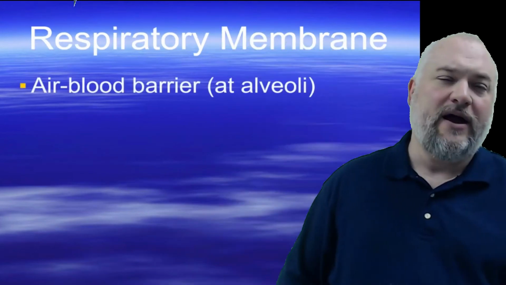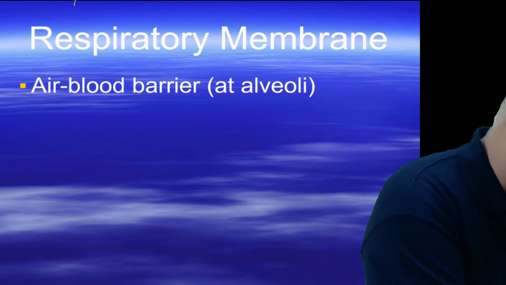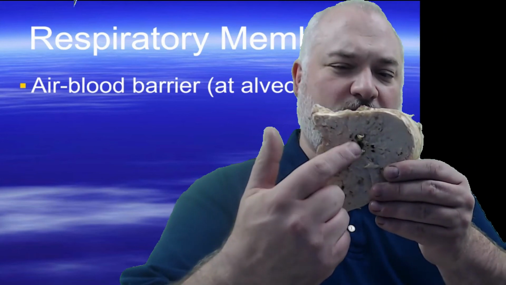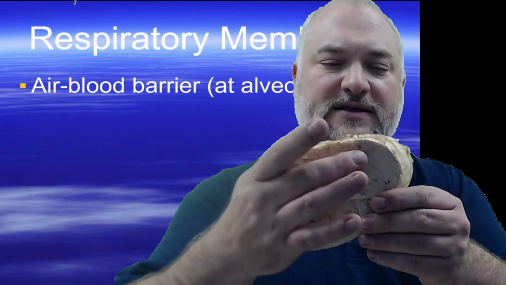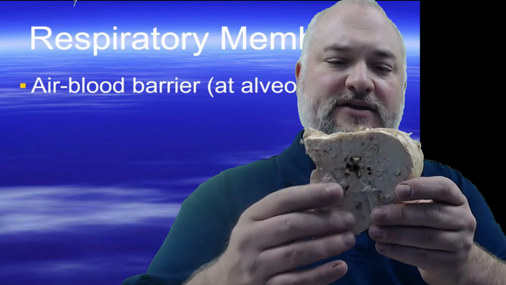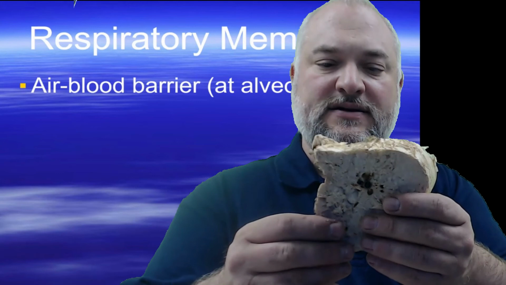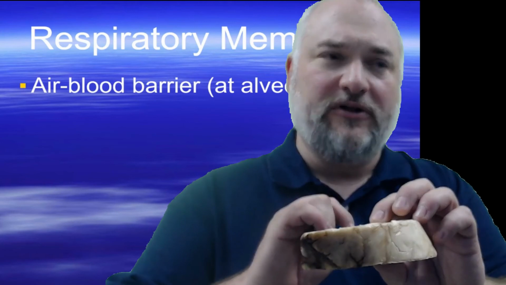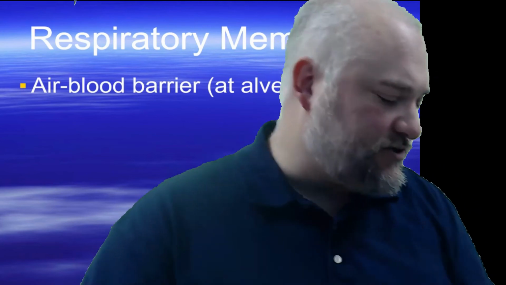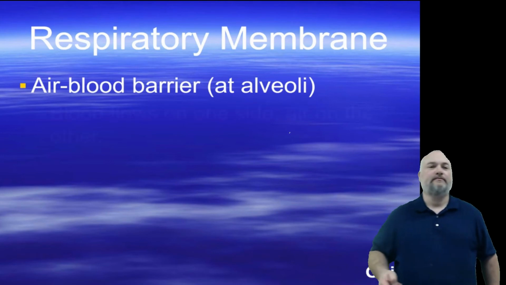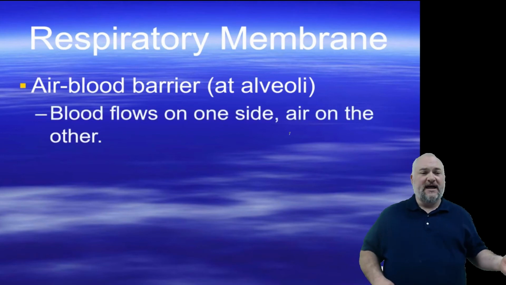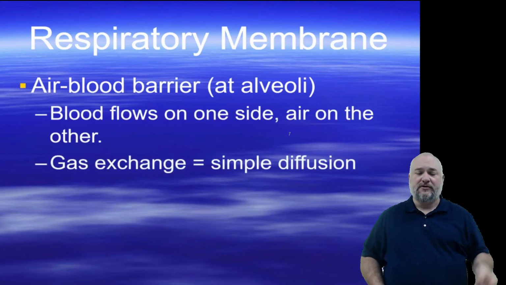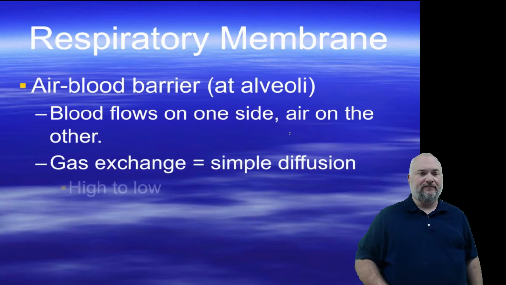Okay. So the respiratory membrane is the air-blood barrier. Before I get to that, just want to show you, here's a cross-section of a lung. And we can see the holes where the bronchi and bronchioles are running through. And this stuff that looks kind of like foam, those are the alveoli, very tiny little sacs, pretty much microscopic, surrounded with little capillaries. And that is the membrane we're going to look at here, where the air and the blood come very, very close. Okay. Blood flows on one side, air on the other. And then the gas exchange that happens there, guys, is just simple diffusion, going from high to low concentrations.